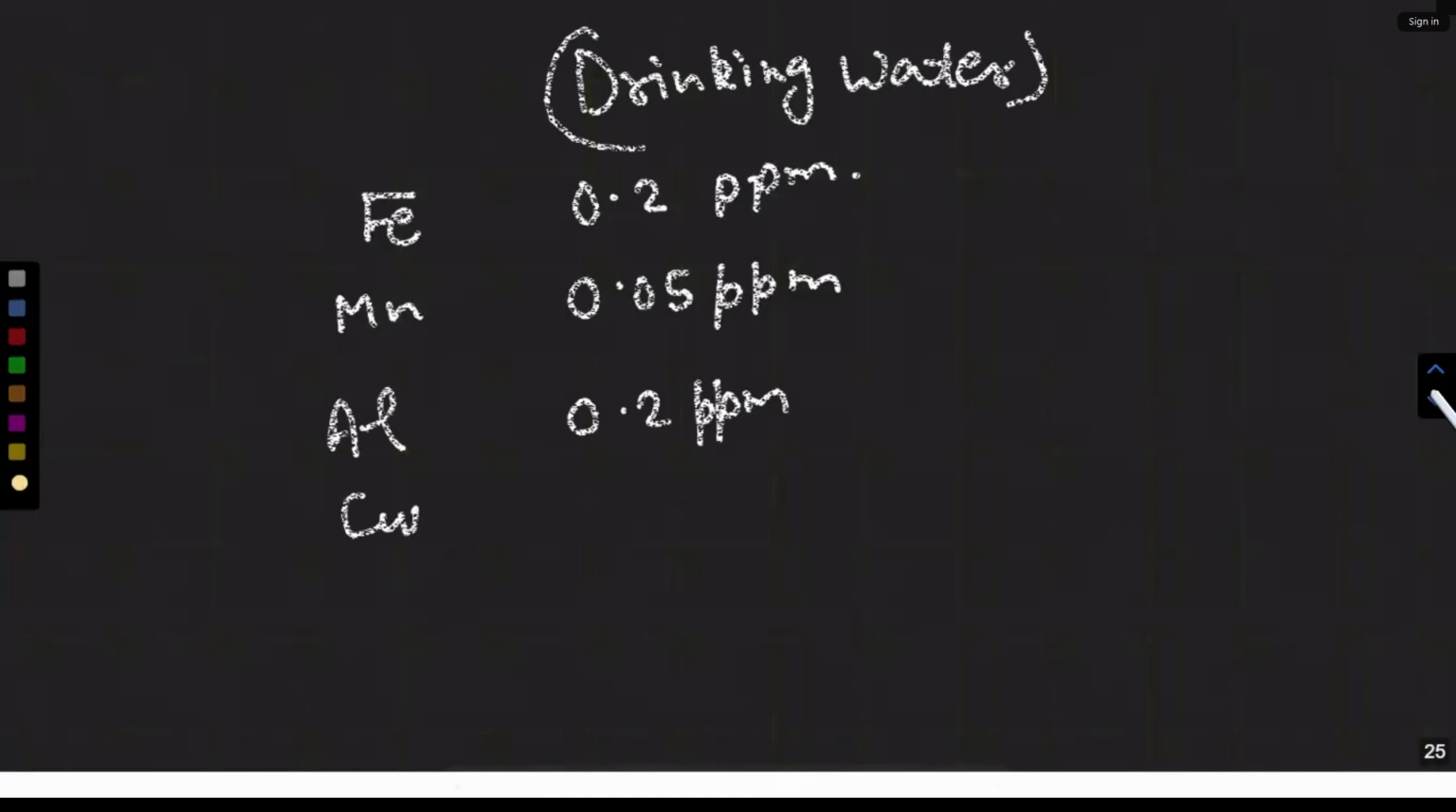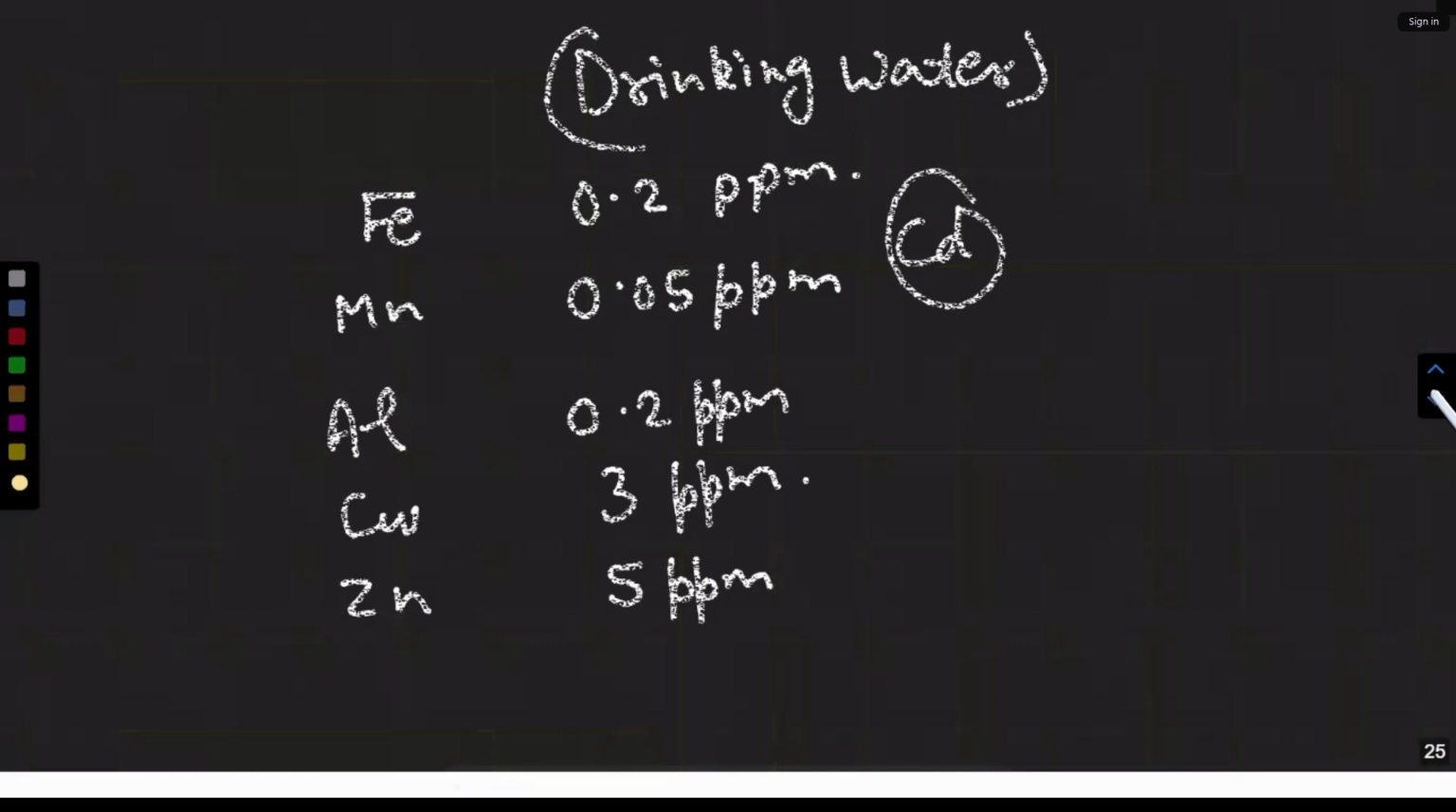Copper should be at most 3 ppm, zinc should be 5 ppm, and cadmium, which is very harmful, should not exceed 0.005 ppm in drinking water, because otherwise the water would be harmful for us. These values for these pollutants you should remember because these are quite important. Okay, so this was about the pollutants.